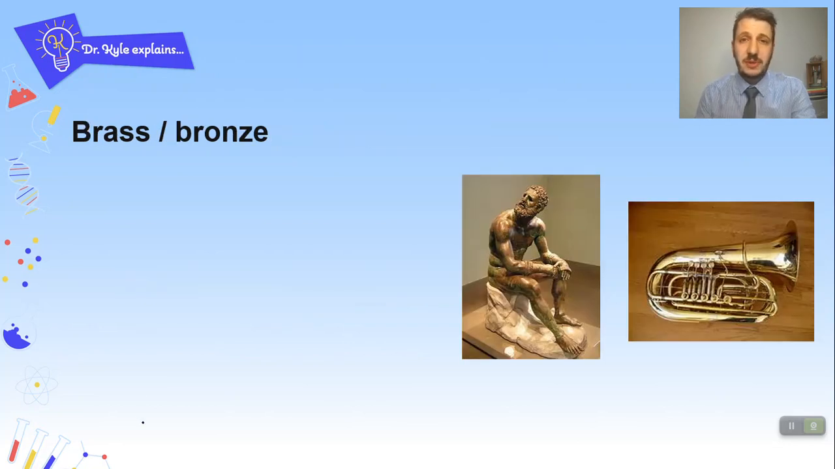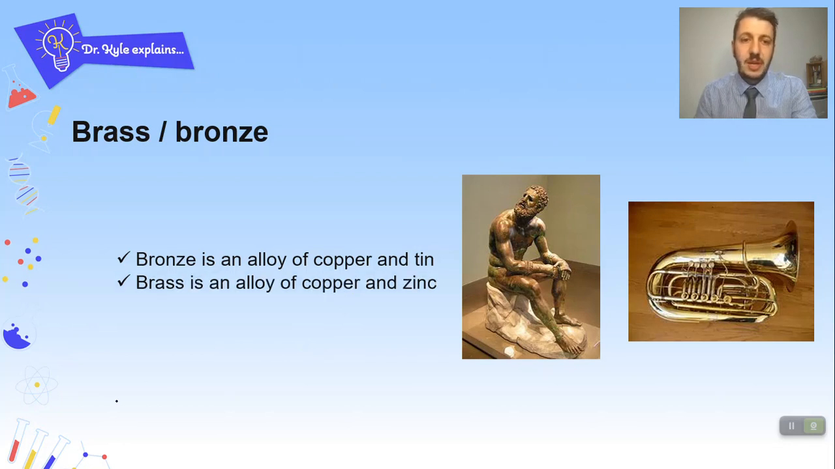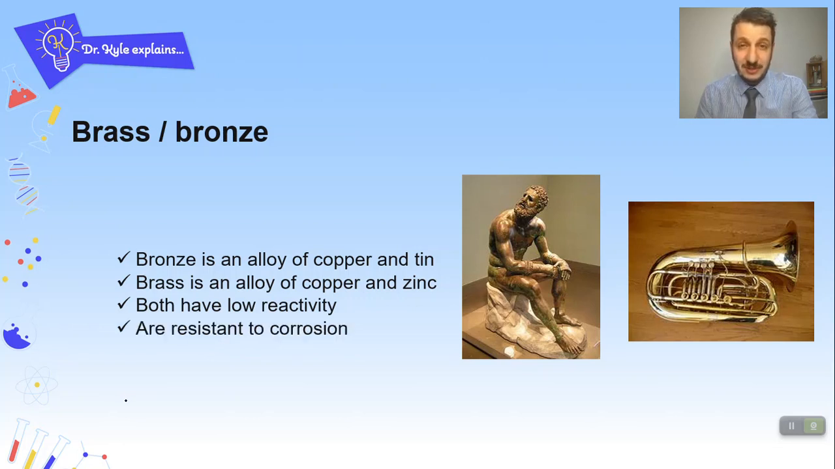Okay, so the first thing we're going to look at then is brass and bronze. So bronze is an alloy of copper and tin. And remember, you do need to know this for your GCSE. Brass is an alloy of copper and zinc. They both have low reactivity and they're resistant to corrosion.